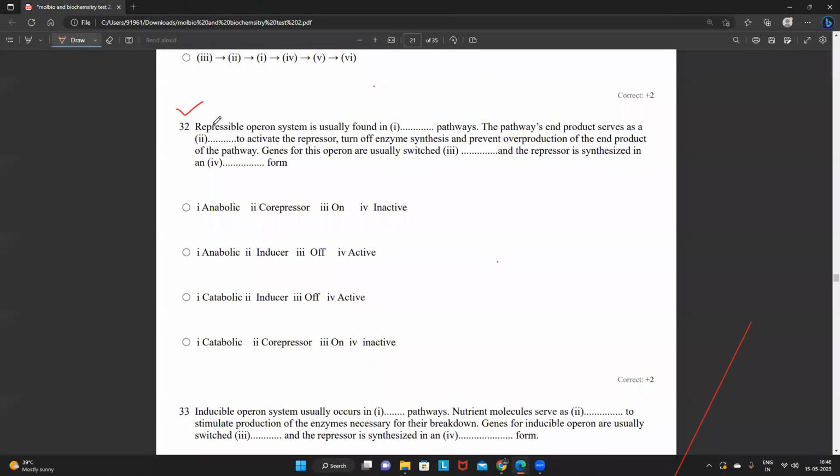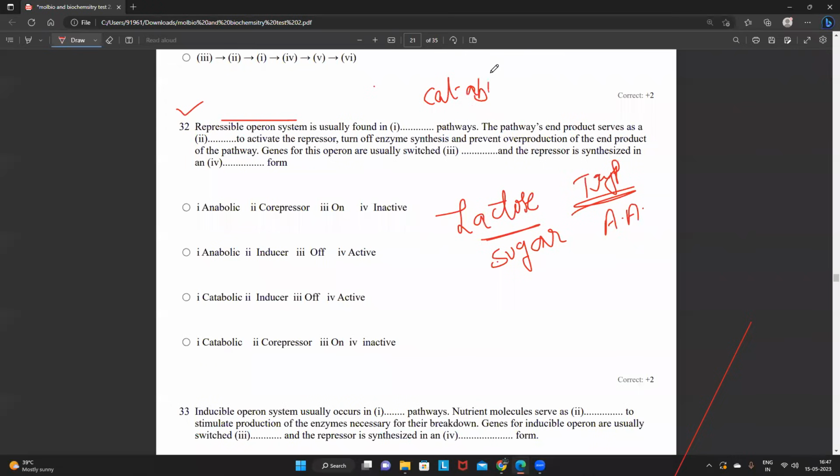Now question number 32. Repressible operon system is usually found. Okay. Now all of you think and tell me, this is the lac operon. Lac operon is what? Lactose. Right. Now the next one is what? Tryptophan operon. Now you tell me, tryptophan is what, friends? Tryptophan is an amino acid. And what about lactose? Lactose is a sugar. Now you tell me, what do you mean by the words catabolism and anabolism? If you understand this, you can automatically answer the question.